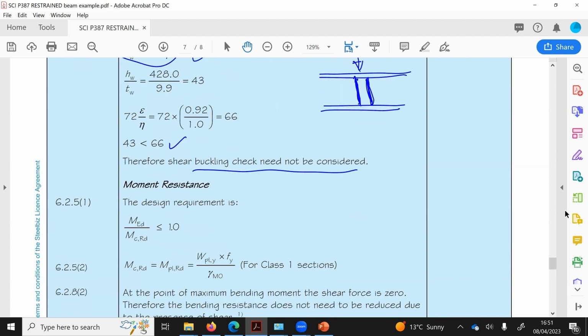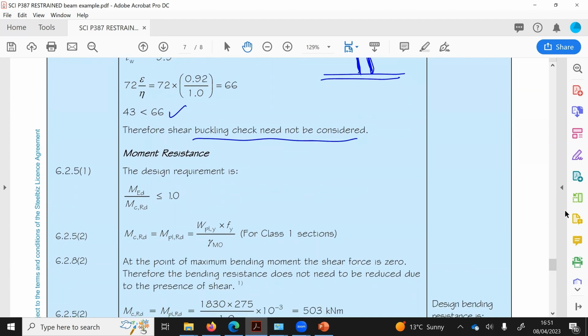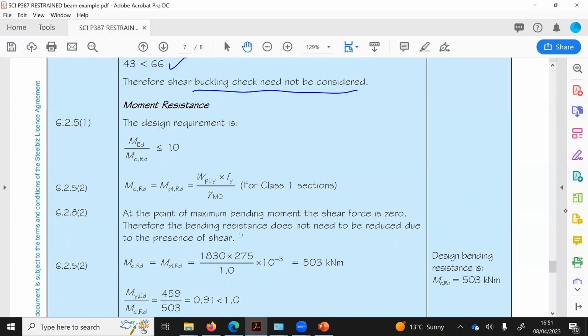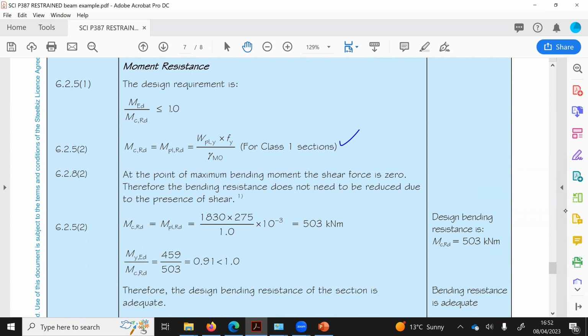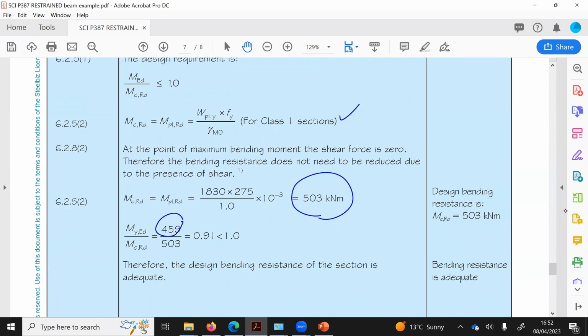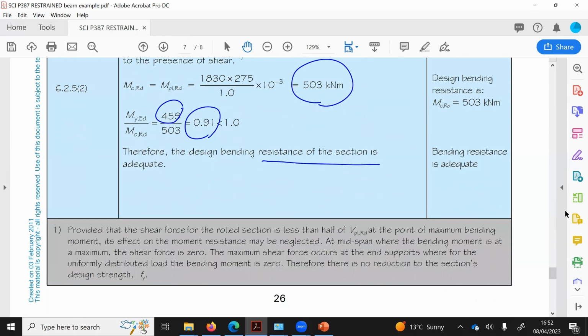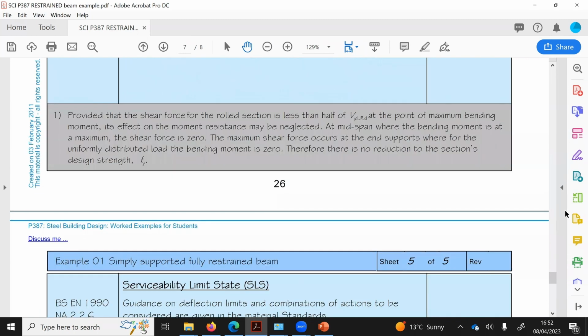Then we have to check moment resistance, MED over MCRD. This will certainly pass because our WPL was more than the required WPL. So MCRD is WPL Fy over gamma M0 for class 1 sections. If you put all these values, the moment capacity comes out to be 503 kilonewton meter. The applied moment is 459 and the capacity is 503, which comes out to be 0.91, which means that the bending resistance is fine. The next and most important thing is the serviceability check.